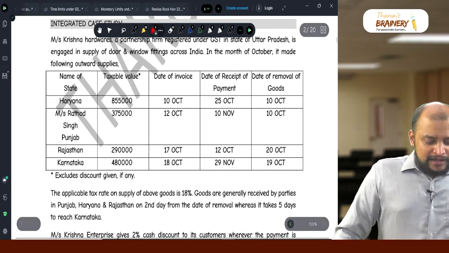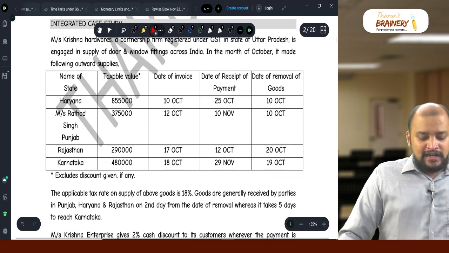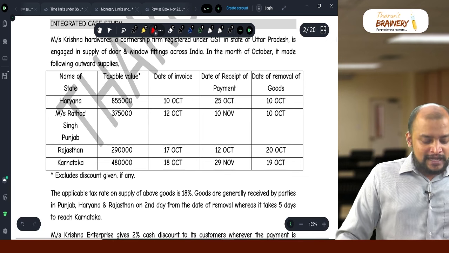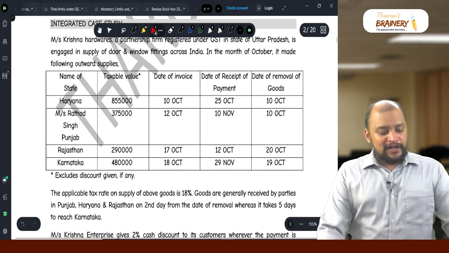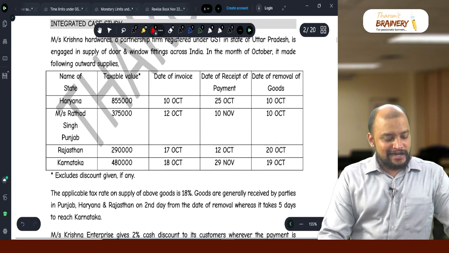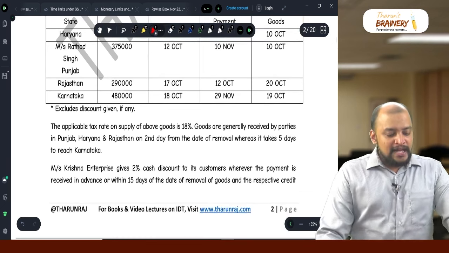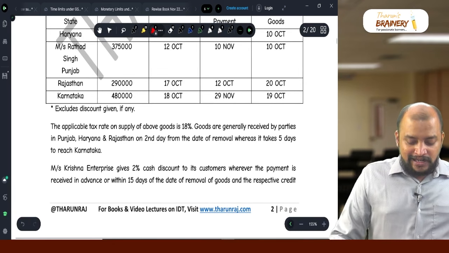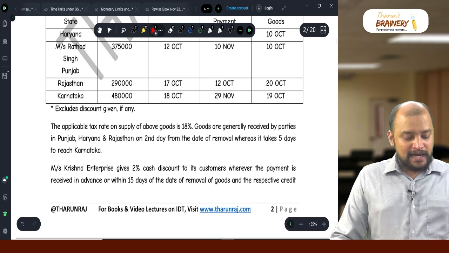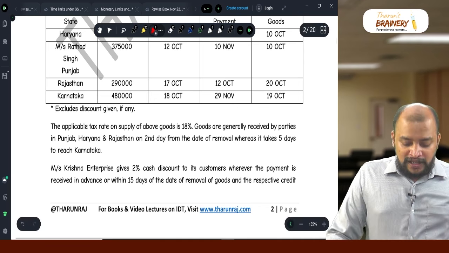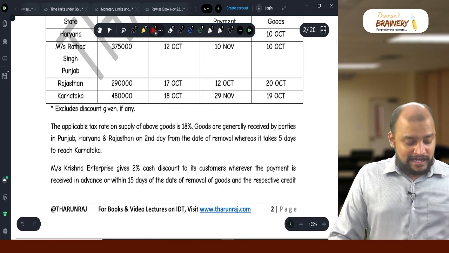So name of the state Haryana, value, date of invoice, date of receipt of payment, date of removal of goods. Then Rathod Singh, Punjab, taxable value 3,75,000, 12th October, 10 November, 10th October, Rajasthan, Karnataka, like that data is given. The applicable tax rate on supply of above goods is 18%. Goods are generally received by the parties in Punjab, Haryana and Rajasthan on the second day from the date of removal, whereas it takes 5 days to reach Karnataka.